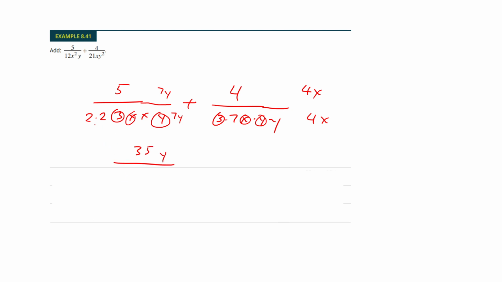What's our common denominator? It's got to be a big number. So it's 21 times 4, 20, 42, 84, I believe. And we've got 2 x's down there and 2 y's. Now 4 times the 4x gets me 16x.